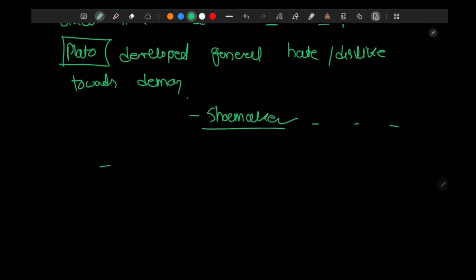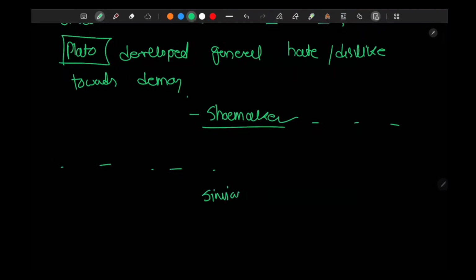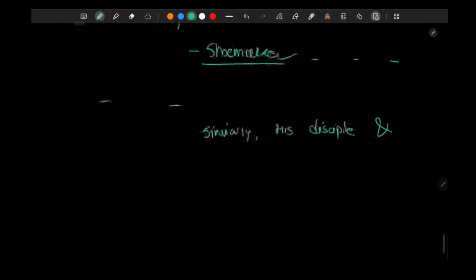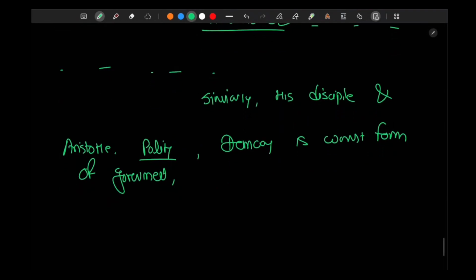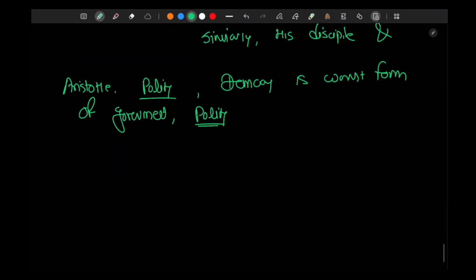The next paragraph I will write, I'll start with similarly, his disciple and founder of Academy, Aristotle. Aristotle observed in his book Politics that democracy is the worst form of government. Why is democracy the worst form of government? Because it is rule of ignorant poor. And he says that polity, which is another form of democracy, is the best practicable form of government. He does not say it is best, but he says it is best practicable. Then I will mention Machiavelli.